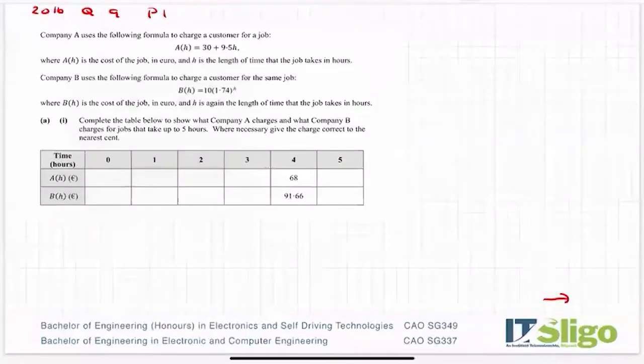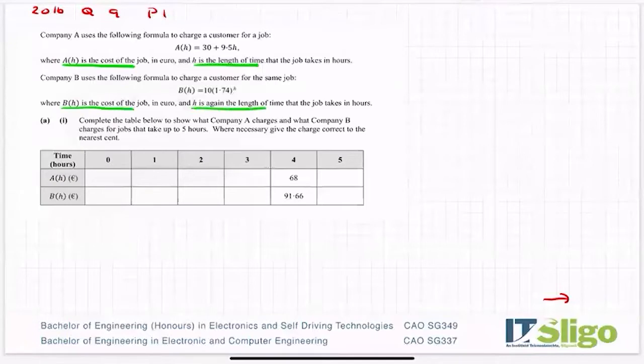Right, let's have a look at the functions question on 2016 BEng Cert ordinary level. It was question 9, and it was as follows. Company A uses the following formula to charge a customer for a job, A of H equals, where A of H, I'm just going to underline what they mean, A of H is the cost of the job in euro and H is the length of time that the job takes in hours. Company B uses the following formula to charge a customer for the same job, and there it is. B of H is the cost of the job and H is again the length of time.